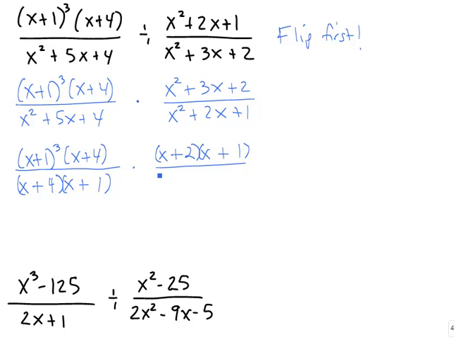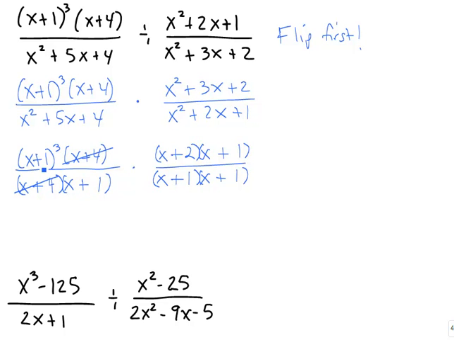On the bottom right, another trinomial, so two sets of parentheses. X times x is x squared. 1 times 1 is 1, and if I make it plus 1 and plus 1, I'll get plus 2 in the middle. So now everything is completely factored. We are ready to start canceling things out. So the first thing I see is an x plus 4 on top and an x plus 4 on the bottom. So those are going to cancel out.